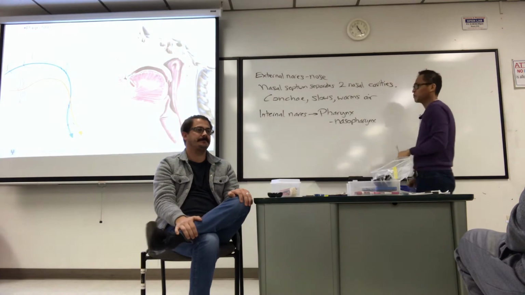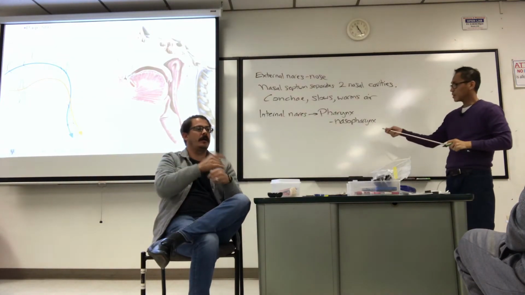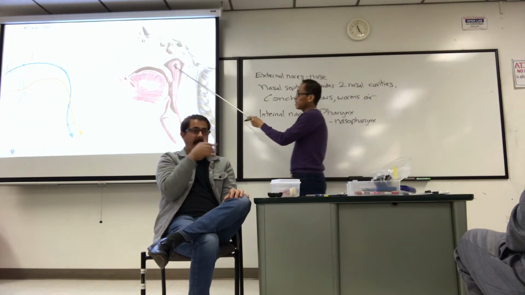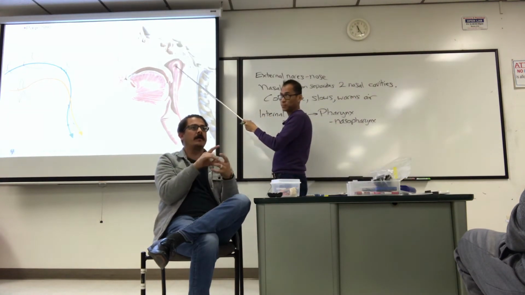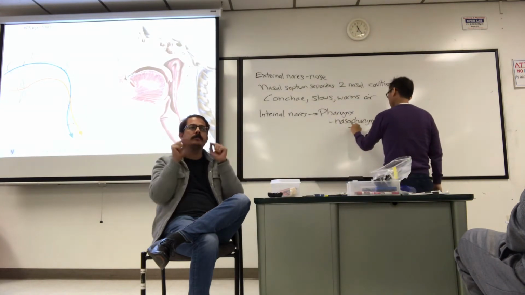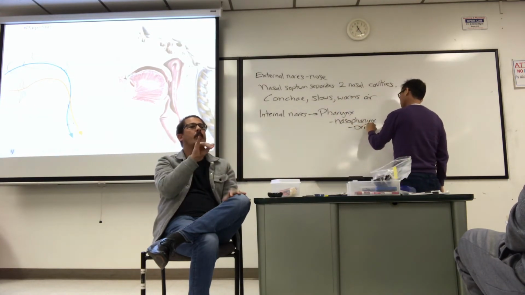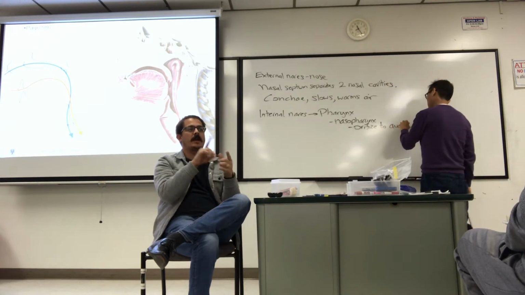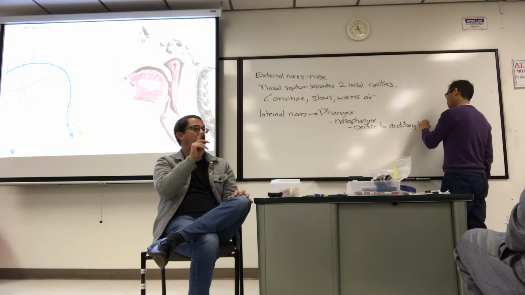In this region, there's a little orifice right there. That orifice goes to the auditory tube. So within the nasopharynx, you have the orifice to the auditory tube. Let's remember what that is.